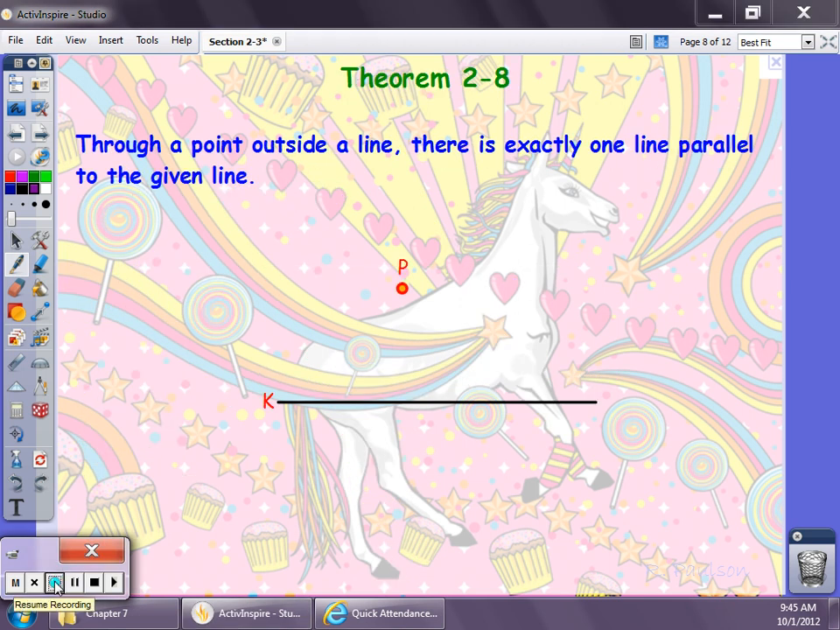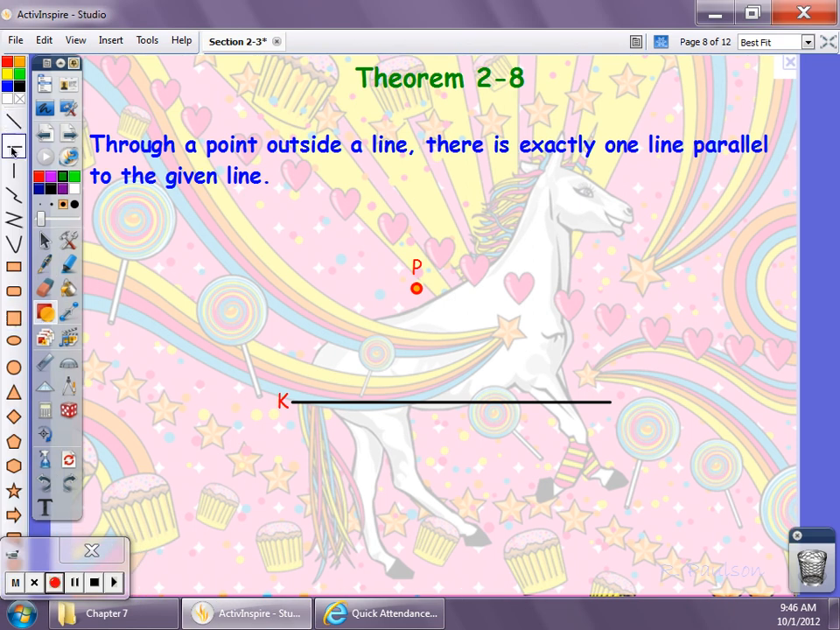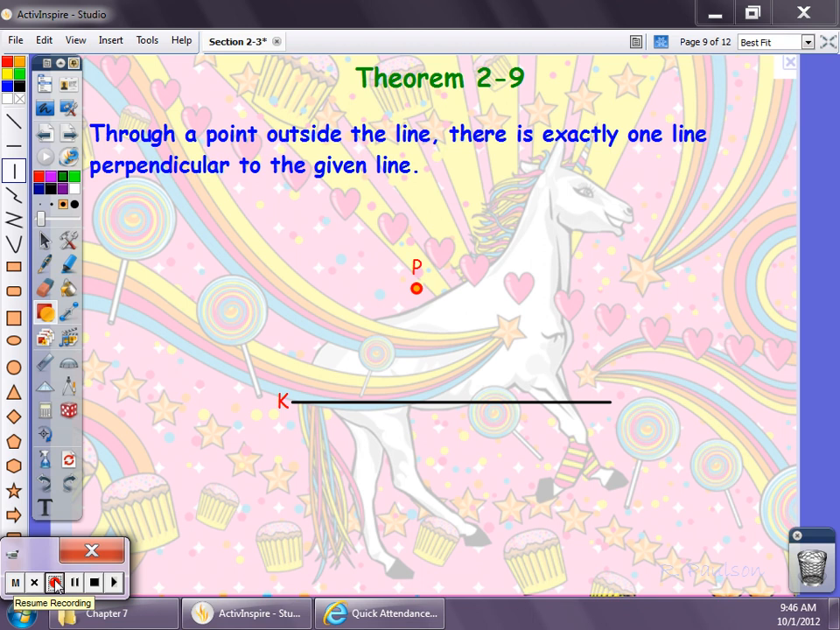I quickly want to discuss 3 more theorems relating to parallel lines. The next theorem we're going to discuss is theorem 2-8, and this states through a point outside a line, there is exactly one parallel line to that given line. So I think you would agree that there are many lines that can be drawn through point P, but there is only one line that will be not only through P, but parallel. So if we draw our line, we can see that there's exactly one line that will be parallel to line K and also go through point P.